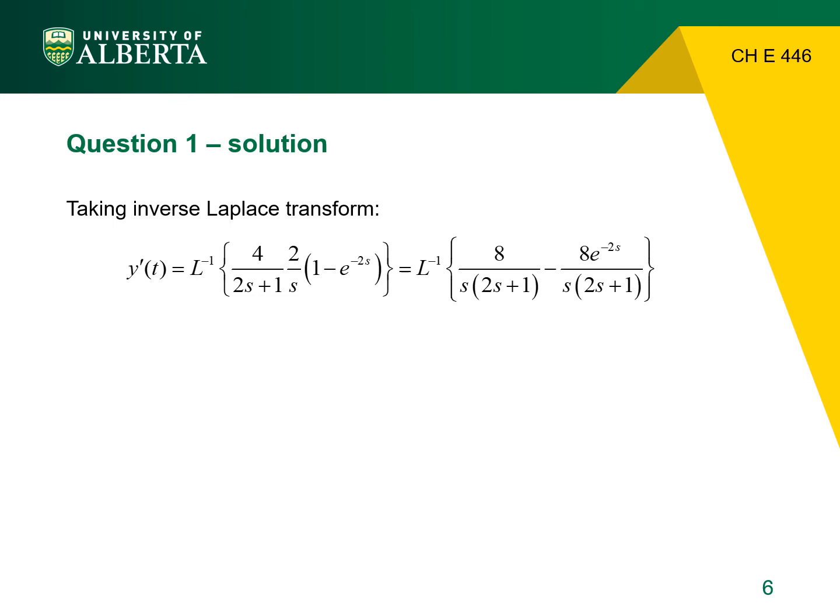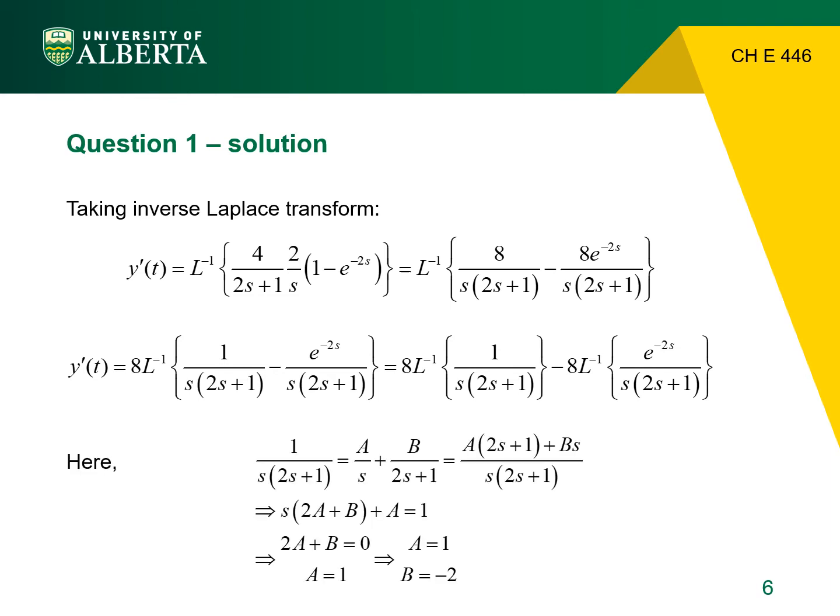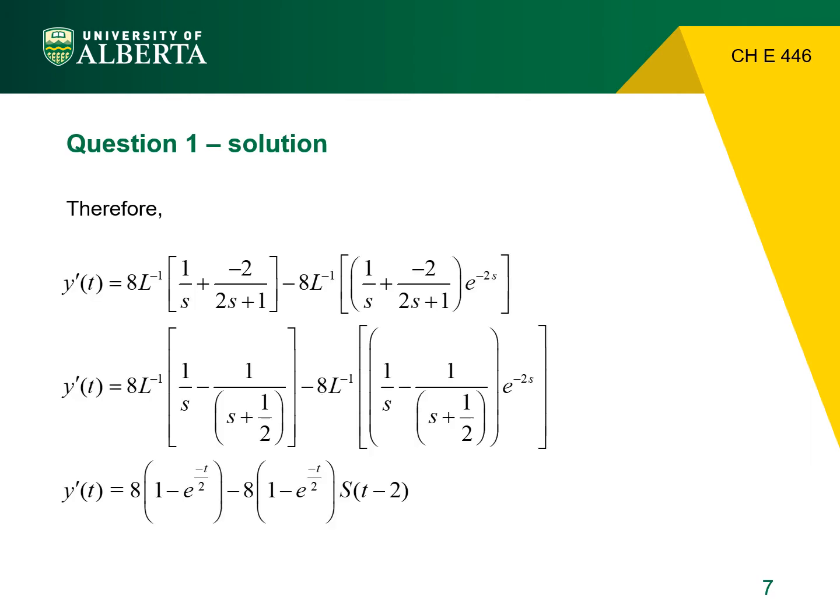We can simplify the RHS as shown to obtain it in terms of the fraction 1 over s times 2s plus 1. This fraction can further be simplified using partial fractions. 1 over s times 2s plus 1 is equivalent to a over s plus b over 2s plus 1. Upon solving for the values of a and b, we get a equals 1 and b equals minus 2. Therefore, we substitute the partial fractions expression back into the inverse Laplace transform of y prime to obtain the expression for y prime as follows.